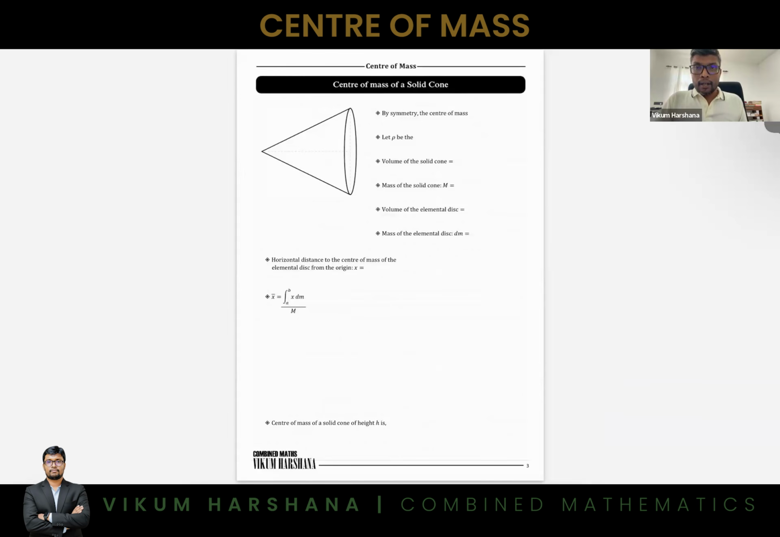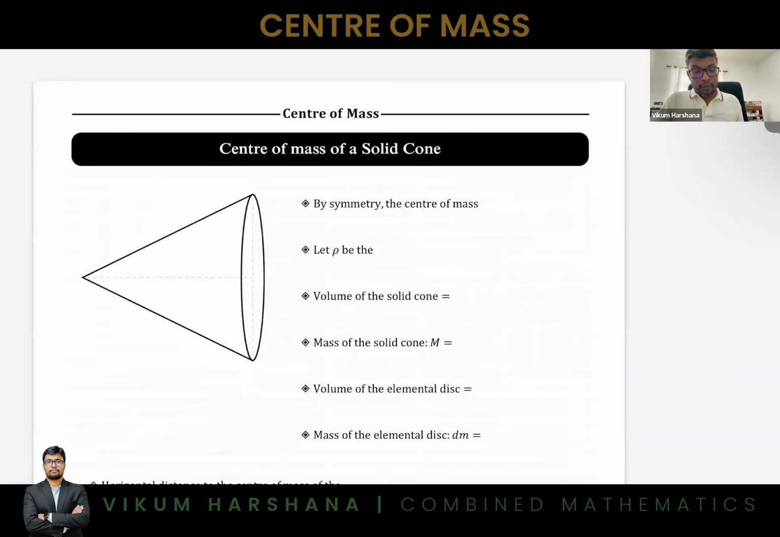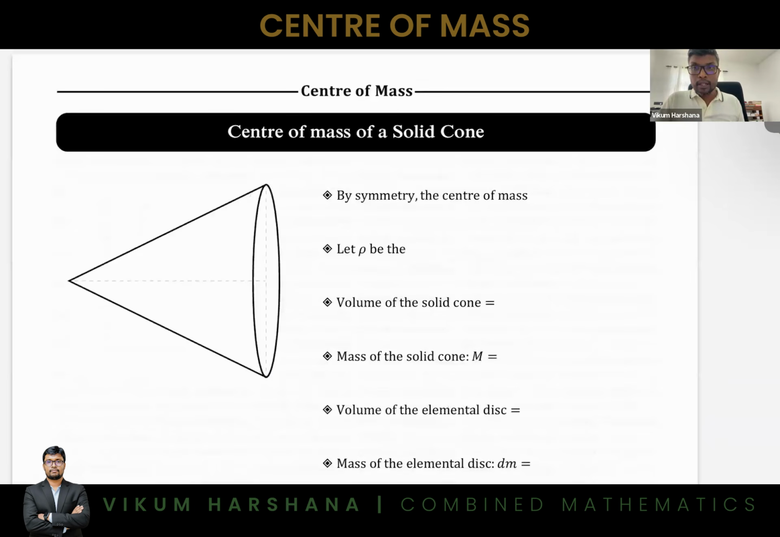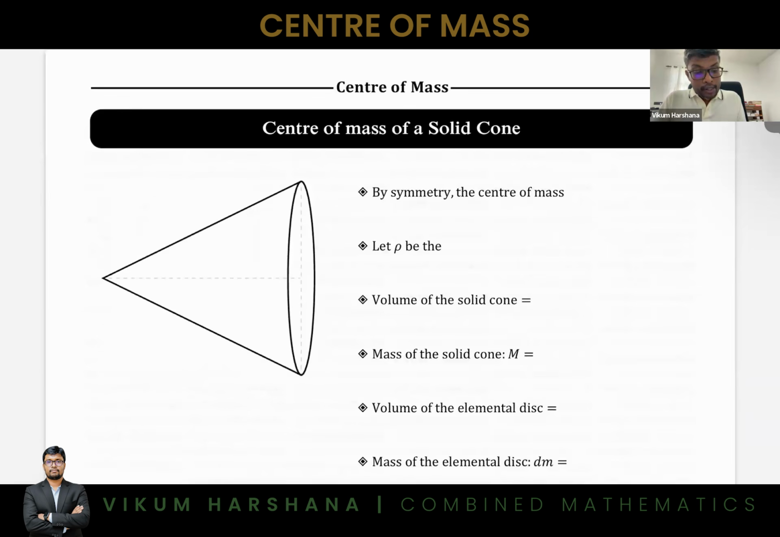Okay, now let's focus on the center of mass of a solid cone. Okay, so it's a solid, so it's all about volume, right? Now first of all, let's stick to the symmetry part, right? So as you can clearly see, again, the axis of symmetry will be the x-axis, right? So by symmetry, the center of mass is on the x-axis. Therefore, y bar is 0.